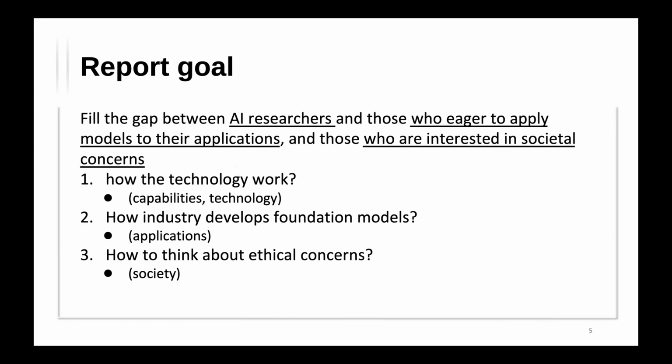So this report covers three questions. They interviewed AI researchers, engineers in industry, and also those who are interested in societal concerns. And they found that there's a huge misunderstanding gap between those people. So in practice, they want to explain how the technology works from the AI research perspective to those who are interested in societal concerns, and then explain how the industry develops foundation models. And the third one is how to think about the ethical concerns from the perspective of those societal workers.